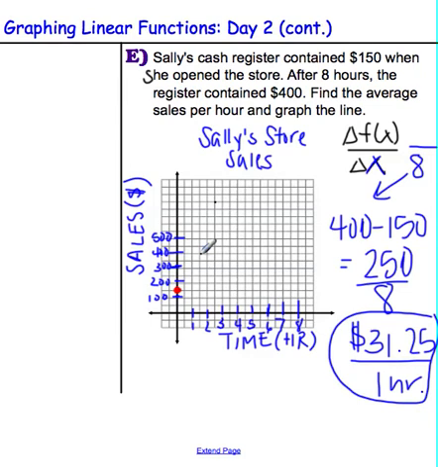I apologize for the delay. I was having an issue with the iPad. So there we go. And because we're assuming this is linear, there is your graph.